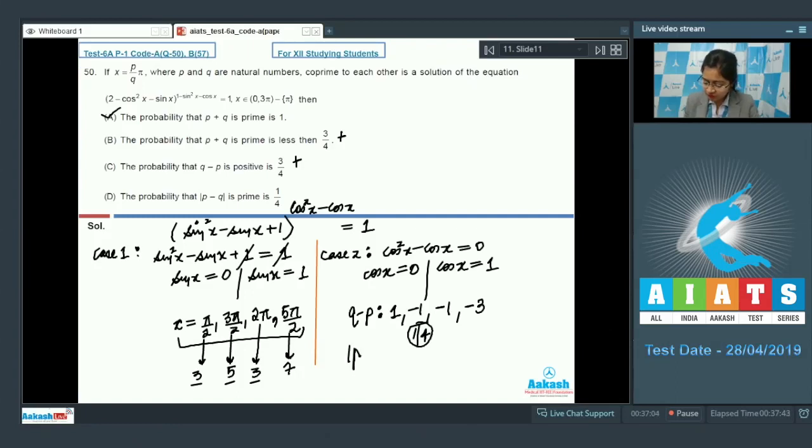Next, the probability that mod of p minus q is prime. Now, the value of mod of p minus q from all is 1, 1, 1 and 3. So, the probability that it is prime is, as we know that 1 is neither prime nor composite, 1 by 4. So, option number D is also correct. So, we can say that option number A and D are the only correct answers.